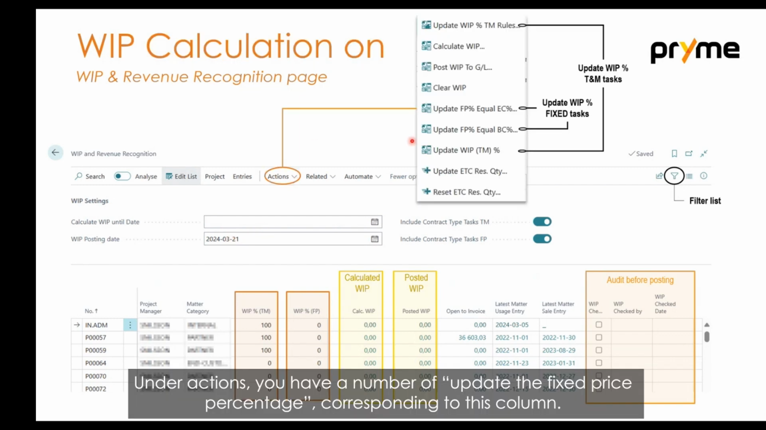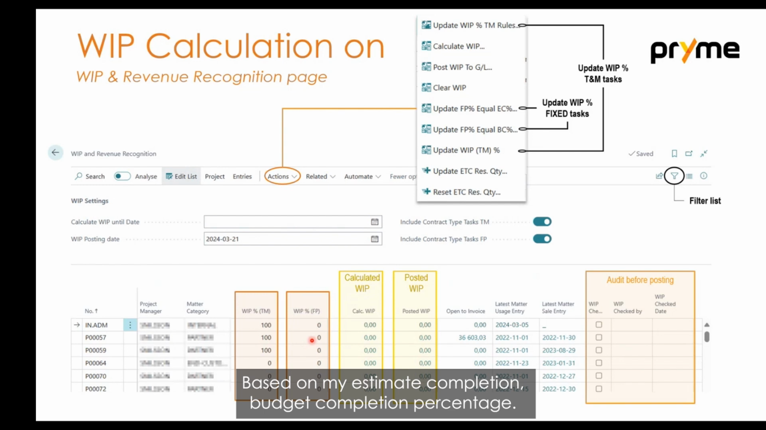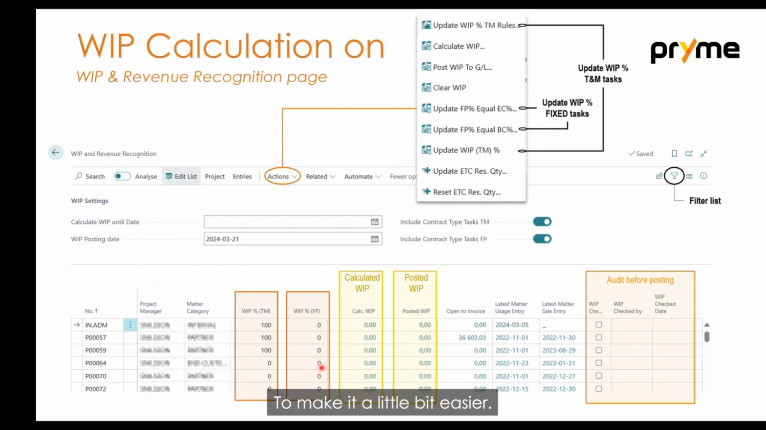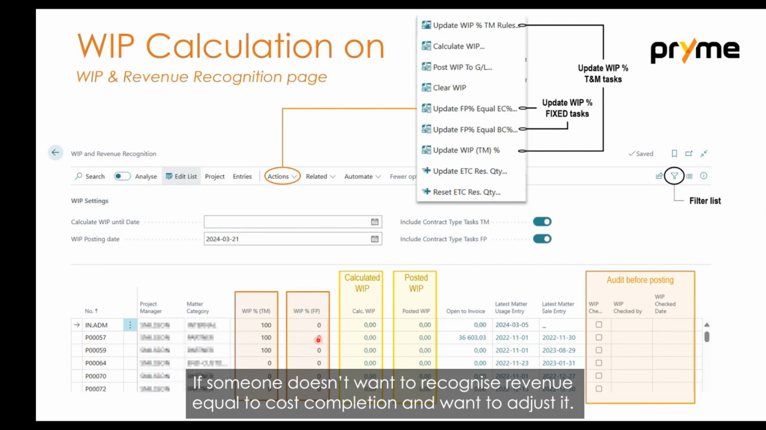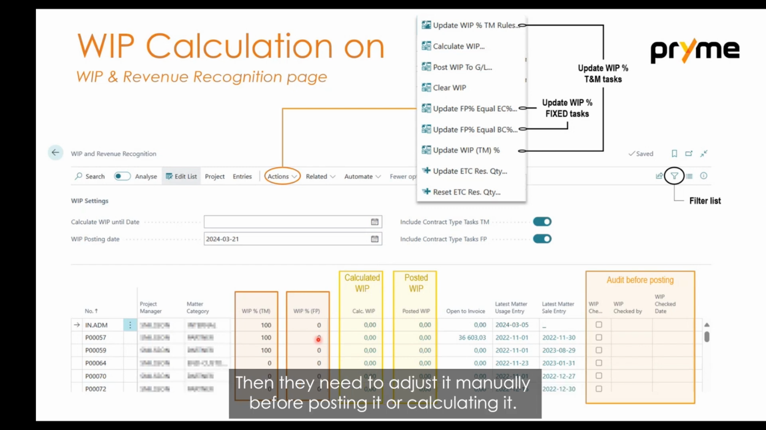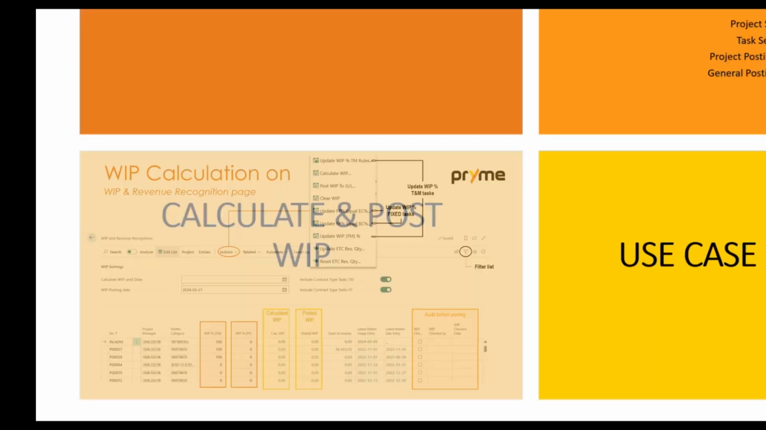Under actions, you have a number of options, like update the fixed price percentage in this column based on my estimate completion or budget completion percentage. I mean, to make it a little bit easier, otherwise someone needs to populate that manually. And let's see going forward if it's also going to add options here to say, okay, update the fixed price based on cost completion percentage. Boom. And then someone needs to say, no, I don't think we can recognize revenue equal to cost completion. I want to adjust it. And then you need to adjust it manually before you post it or calculate it.